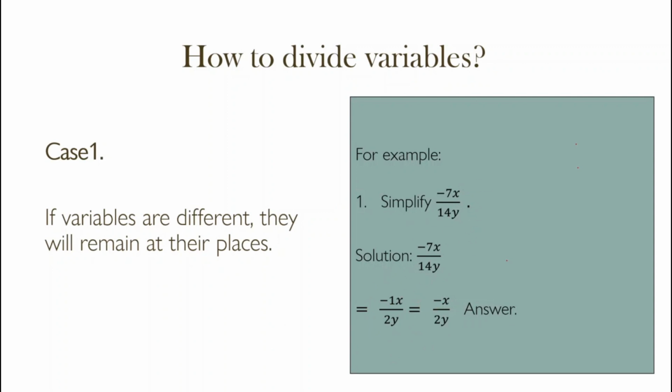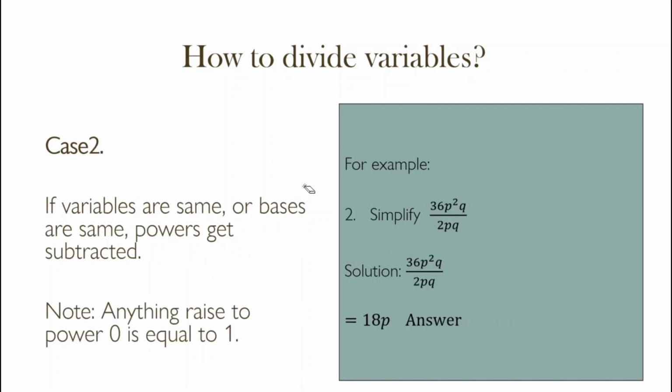Now, let's look at another example to learn something new, which is how do we divide the variables when the variables are the same? In the previous case, the variables were different. There was x and there was y. How will we solve such questions wherein the variables are the same? So let's have a look. The question says simplify 36p square q over 2pq.